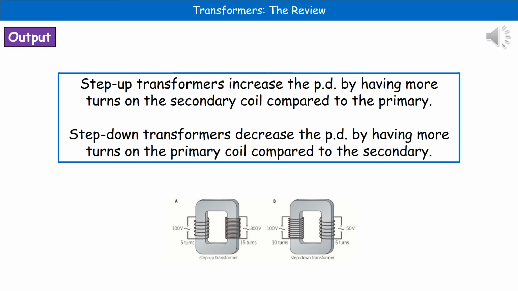If, however, you ended up with more turns on the secondary coil than the primary, but the potential difference was decreasing, something's gone wrong, and you need to go back and double check what was wrong with your calculation. So just remember that step-ups will always have more turns on the secondary coil than the primary, and they increase potential difference, whereas a step-down decreases potential difference and has more turns on the primary than the secondary coil.